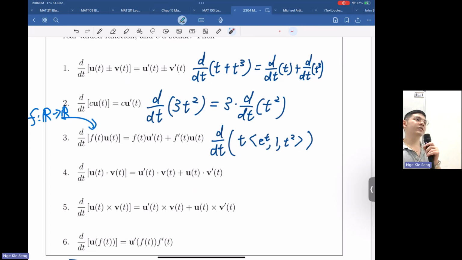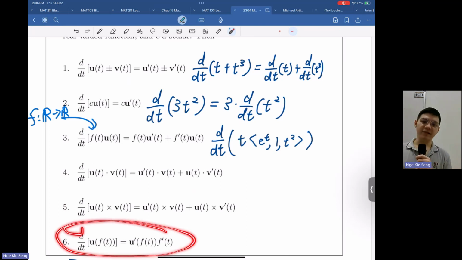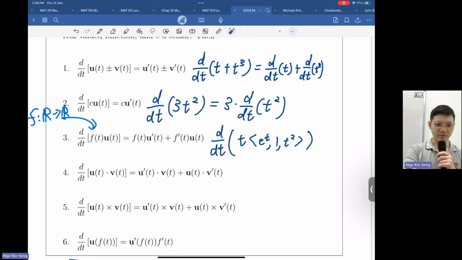So product rule is what? Differentiate UV equals U prime V plus V prime U. So part 6 is the chain rule. Okay, part 6 is the chain rule.